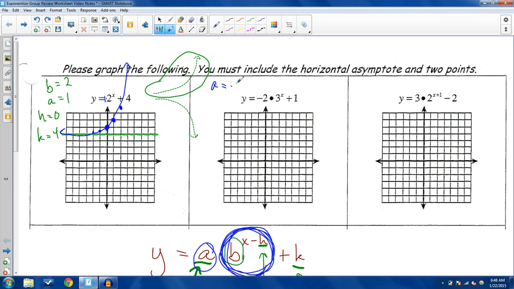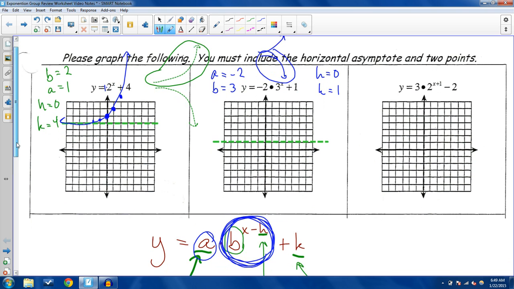A is -2. B is 3. H is 0. K is 1. I'm going to start with my asymptote. K equals 1. This helps me say where I'm going to be above or below at all times. B is 3, which means it's growth, which means I'm either going to grow positively or negatively. And I will grow negatively because A is negative. So this is the kind of graph that I'm going to be looking for. One that starts close to 1 and goes downward from there. So that's the expectation. Let's start with a starting point.